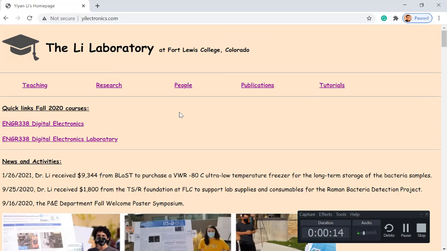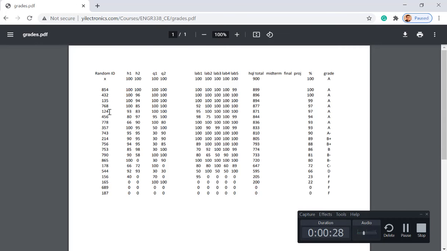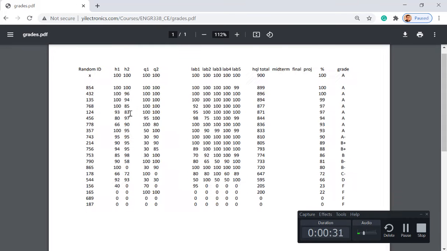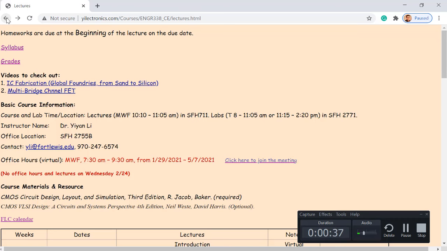Hey guys, I guess you know where to check your grades, right? As usual, it's just on my website. If you don't know which one is yours, just let me know. I'm going to tell you your random code, random ID, whatever ID it is. I just check your grade. And since you are supposed to turn in your quiz 3 and make midterm on Wednesday, I'm still going to grade it.